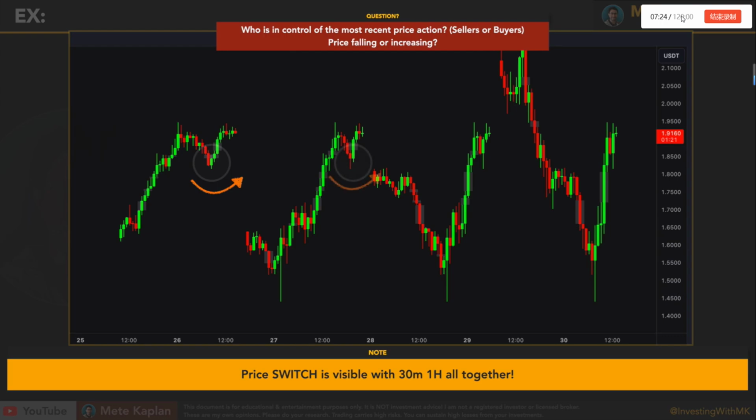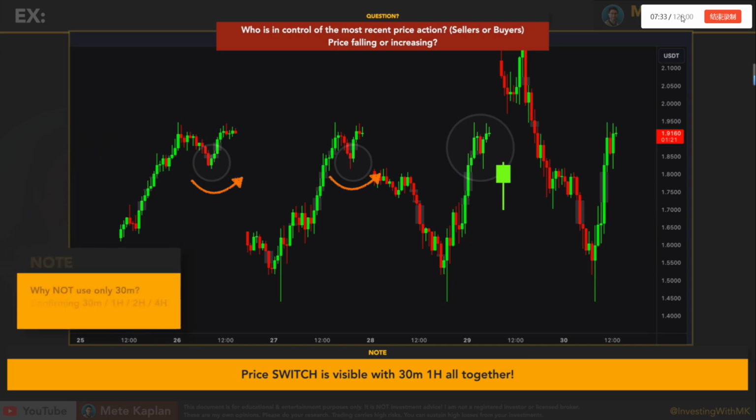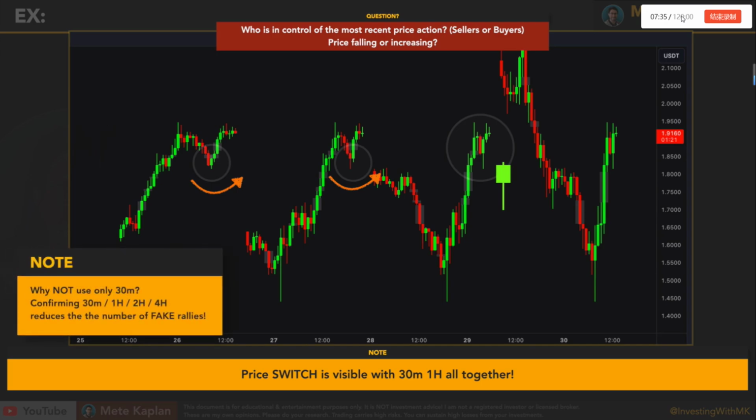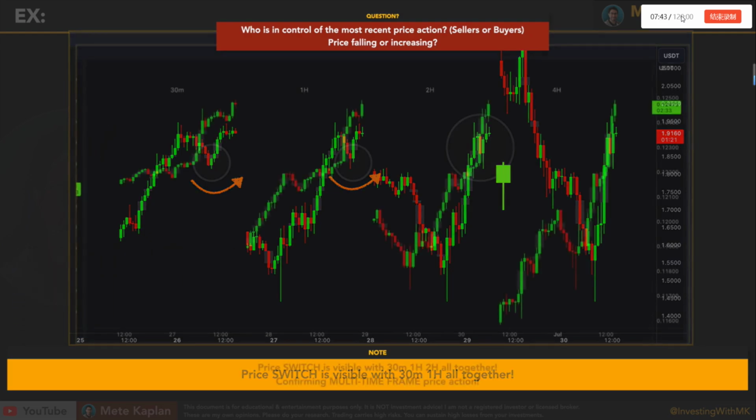I want to state this again. I can only use the 30-minute time frame, but if I use a single time frame, I can get caught in fake movements a lot. By using multiple time frames at once, I double or triple the amount of confirmations.